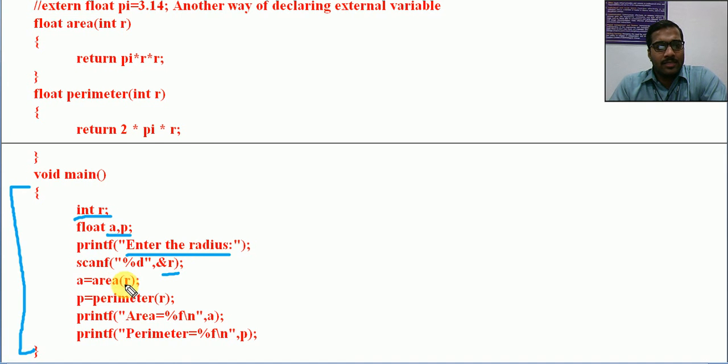So we are reading the radius, then A is equal to area of R, where I am calling a function. Area is the function name, R is the parameter which is of integer type, and it is returning a value. That is why it is assigned to a variable. What value is it returning? It is returning a float value A. That is why A is declared as float type. We know that for finding the area of a circle we require pi. So that is why it is declared globally.